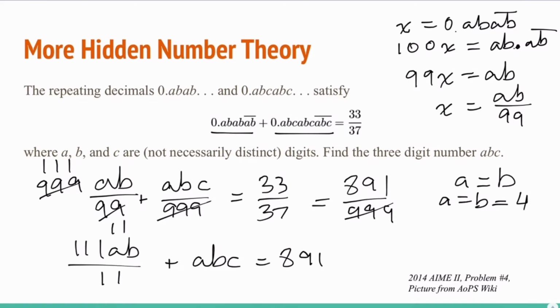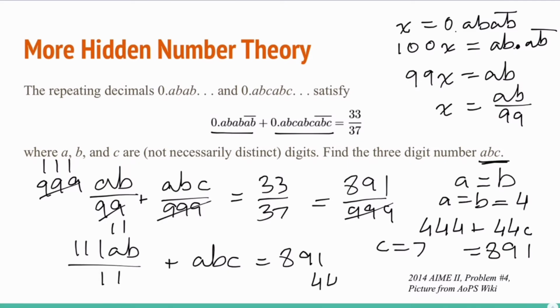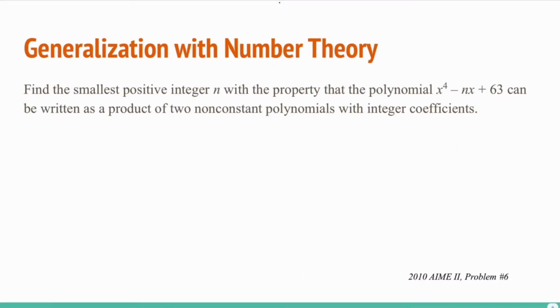And this comes out to 444 plus 44C equals 891. And we get that C equals 7. So our final answer, which is ABC, equals 447. Let's now do a problem that involves generalization.